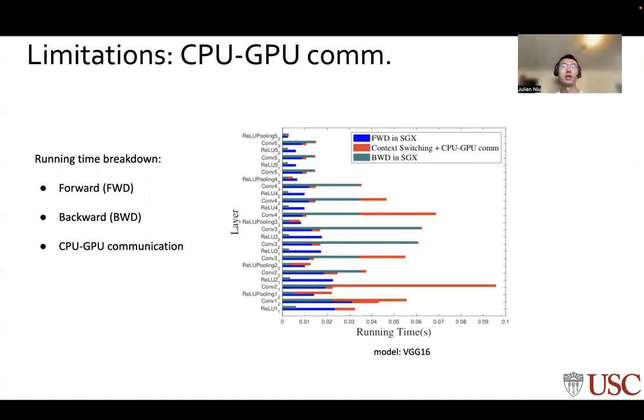So this is the experiment we ran to evaluate the SML performance, and of course, SML has some limitations. One significant limitation is the CPU-GPU communication. To measure this limitation, we break down the running time into three parts: forward, backward, and the CPU-GPU communication time. From this figure, we can see the CPU-GPU communication is very significant, especially in the early convolution layers. It dominates the whole training time.